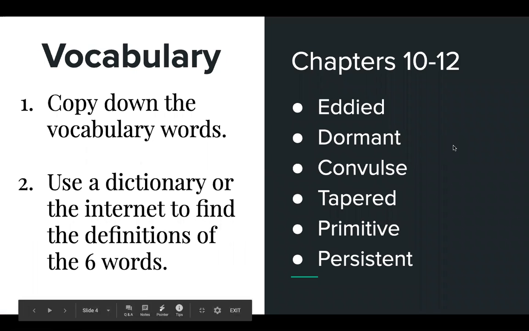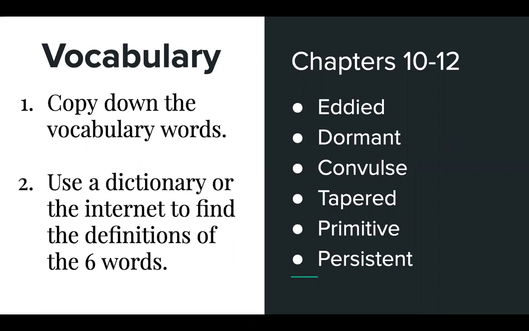This week you have your new vocab list for chapters 10, 11, and 12. Today, as always, on the first day with your vocab, you're to copy down the vocab words and then use a dictionary or the internet to find the definitions of all these words. So your 6 words are eddied, dormant, convulse, tapered, primitive, and persistent. Please make sure you pause this video if you need to so you can copy down the words correctly and spell them correctly as well. That's why I have them here, so you can make sure they're spelled correctly, especially when you look them up.